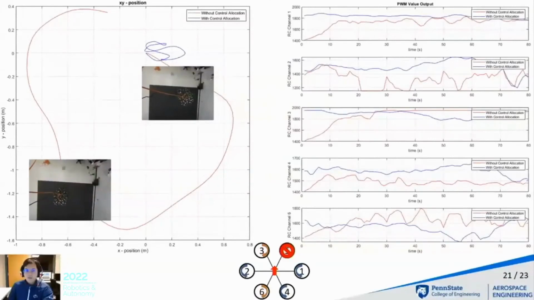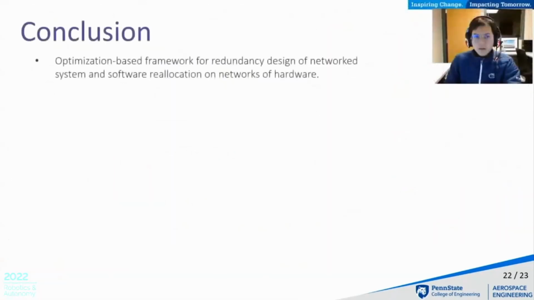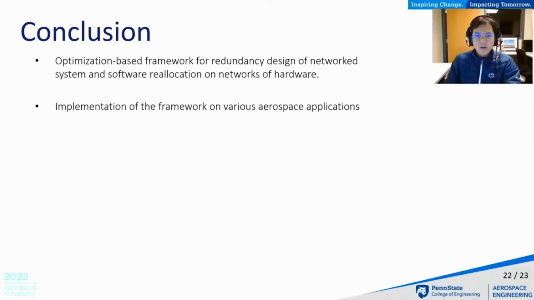This plot showed that using control allocation with the software reconfiguration is necessary for the vehicle to hold its position. In addition, the distribution of control signals is smoother compared to the case without the control allocation. In summary, my research proposed an optimization-based framework for the redundancy design of network systems and the software reallocation of networks of hardware. In addition, there is an implementation of the proposed framework on various applications.